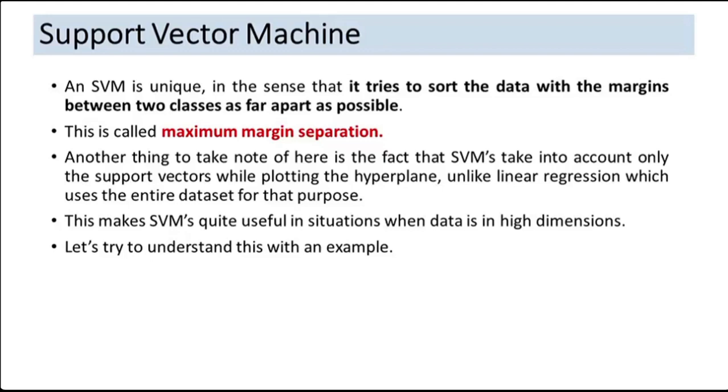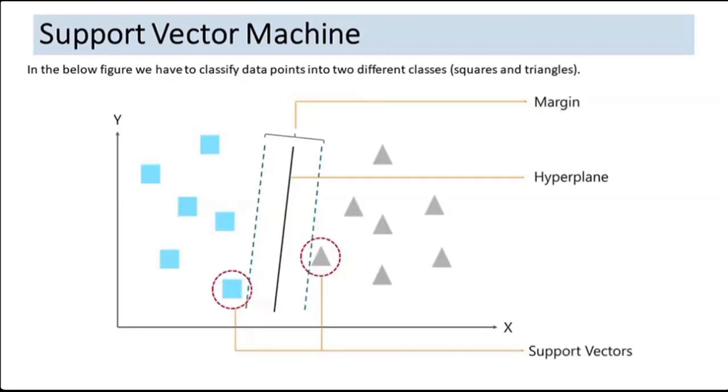In the case of linear regression, if you want to identify the house price based on the available data, you will see the square meter area and the price, and accordingly you can predict the house price. SVM is quite useful in situations where the data is of higher dimensions. To understand it, let's take a look at this example. In this figure, we have to classify the data points into two different classes: the class of the square and the class of the triangle.